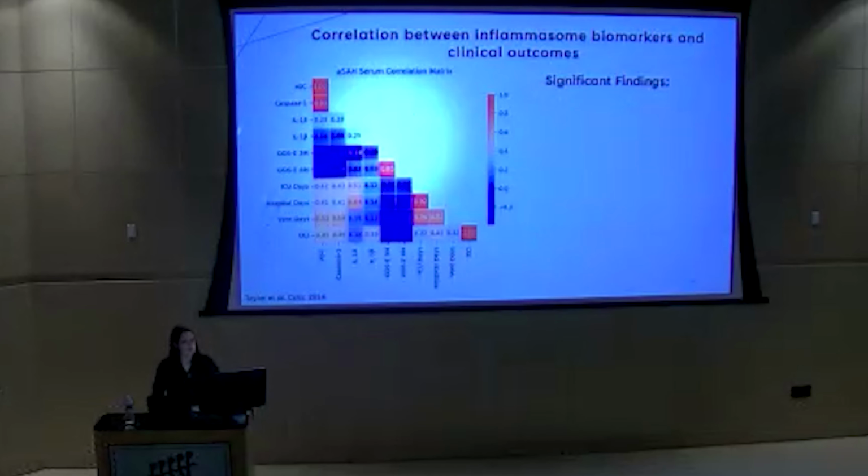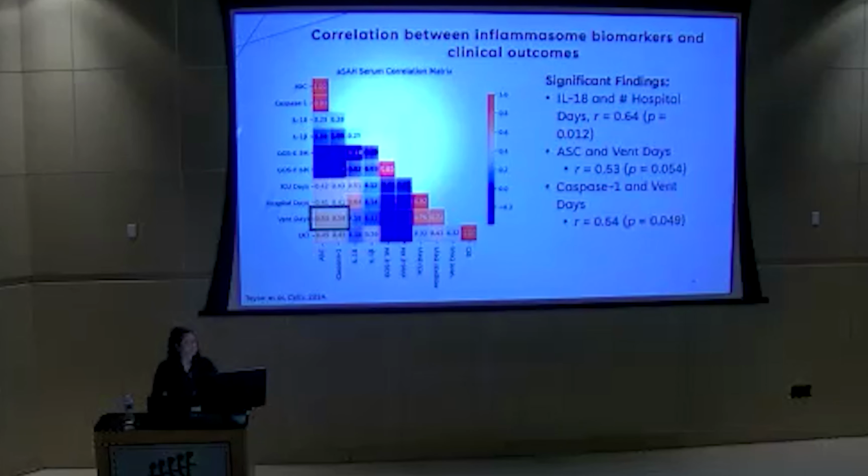Given that inflammasome proteins peak early in the serum, and serum is easily accessible compared to CSF, we then wanted to look at the correlation of these biomarkers with clinical outcomes. So we did a correlation matrix, and we found that IL-18 and hospital days were positively and significantly correlated. So as the amount of IL-18 goes up in the blood, the patient's in the hospital longer. And then for ASC and caspase-1, they increased with mechanical ventilation days.